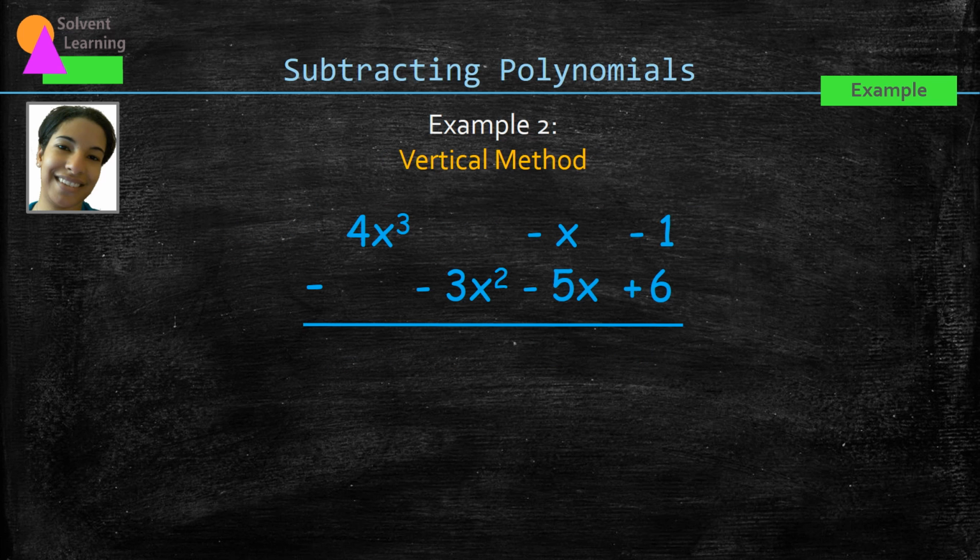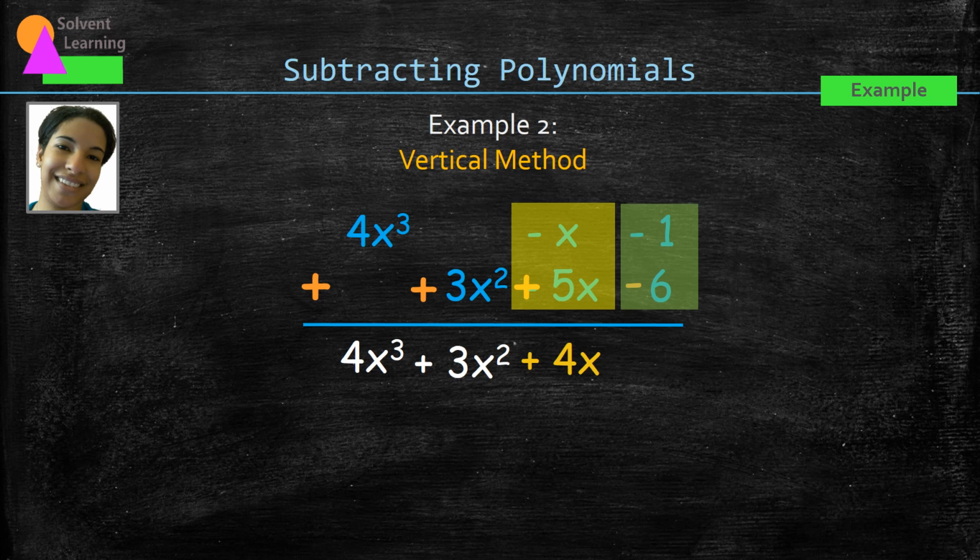And if you prefer to use the vertical method, you can set it up the same way with one polynomial on top of the other, making sure that you line up the like terms. And then we can set up keep, change, change, changing the subtraction to addition, and then changing the sign of each term in the second polynomial. Now we can add them together. Remembering to combine like terms. Okay, and we get the same answer as the horizontal method. 4x cubed plus 3x squared plus 4x minus 7.